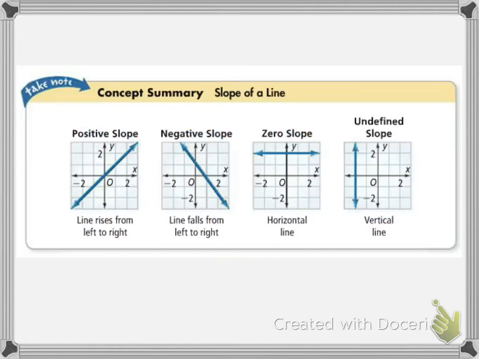Now, just before we move on, here's a summary of different types of slopes that you might see with linear equations. Good rule of thumb: a positive slope, the line rises from left to right. So think reading like a book, you're going from left to right. If I'm going in an upward motion, that's a positive slope. Opposite is the negative. A slope of 0 is always going to be a horizontal line, and a vertical line will always have an undefined slope.